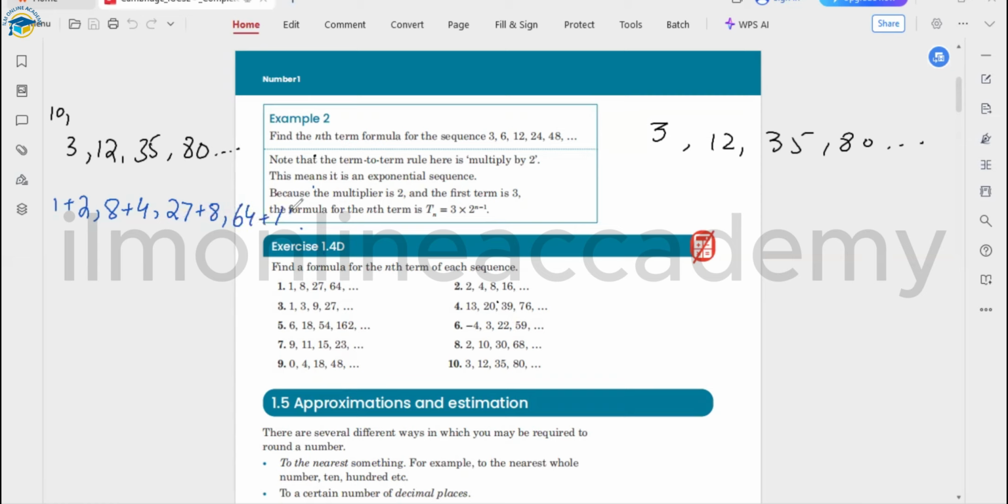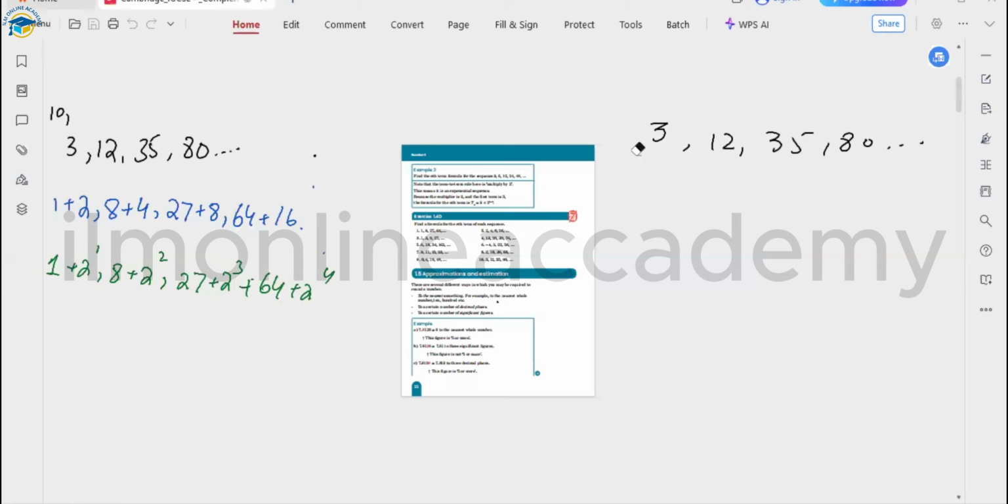So 64 plus 16. The numbers that I'm making right now are showing us the powers of 2. How? I can show you 1 plus 2 power 1, 8 plus 2 power 2, 27 plus 2 power 3, 8, also 64 plus 2 power 4, 16. Now the numbers other than these powers of 2 we can write here. The other numbers we have are 1, 8, 27, 64, and so on.